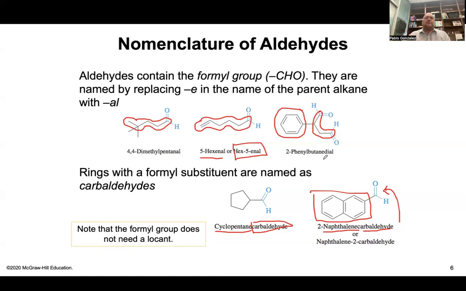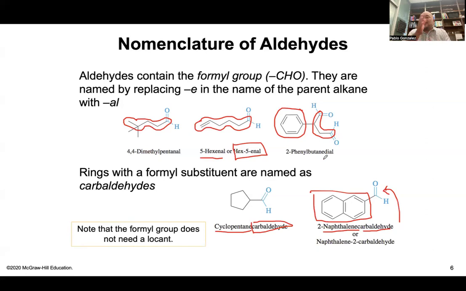What do you think is that? Why we don't have to give a number to the formyl group? Very good. The formyl group is going to be at the end of the chain, and we can count that as a one. So always going to be at the end of the chain and always going to be that one position. So it's basically is going to be always the one. So you don't have to assign.